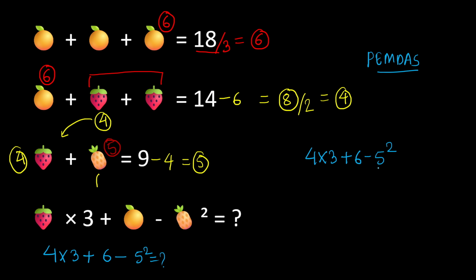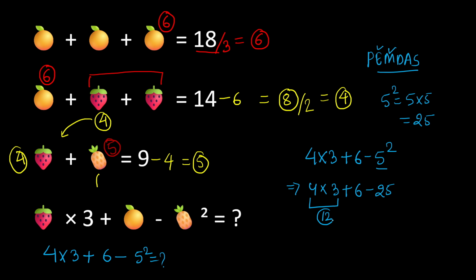Here we can see first preference will be given to this exponent part, which is 5 square, and 5 square is nothing but 5 times 5, which equals 25. So we will simply write 4 times 3 plus 6 minus 25. Now next preference will be given to multiplication. So we will do multiplication here. 4 times 3 will give 12. So we will write 12 plus 6 minus 25.